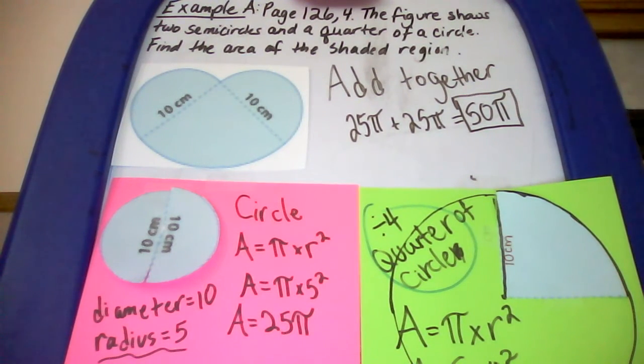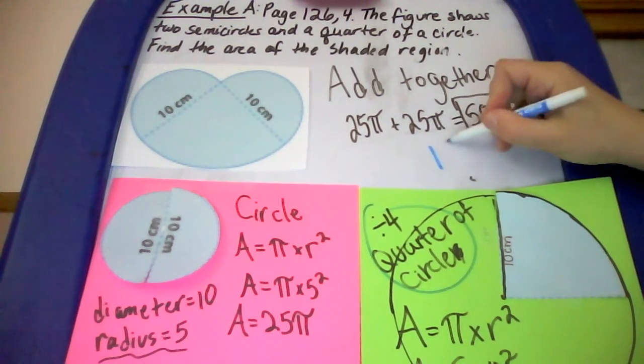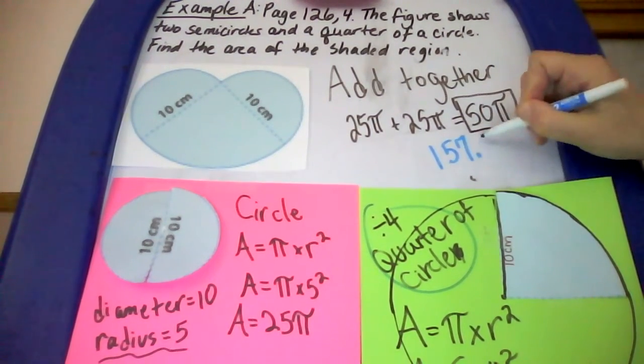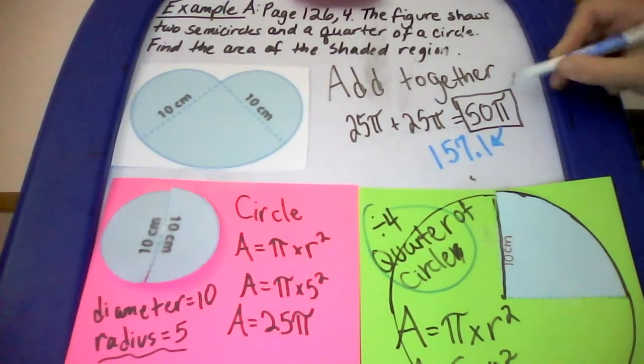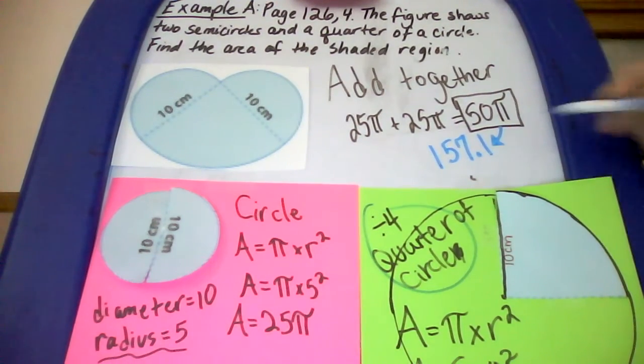Now if you wanted to go further and change this to the decimal approximation, I would take my calculator and do 50 times pi. If I do that, I get approximately 157.1. So this would be the decimal approximation. This is the exact answer with pi, and this is the decimal approximation.